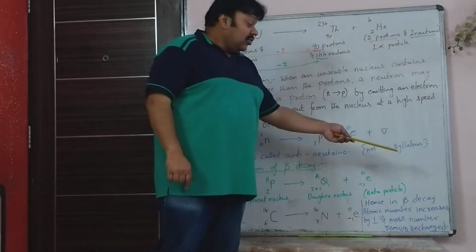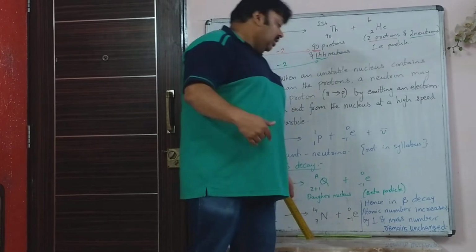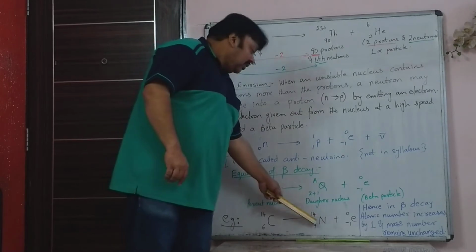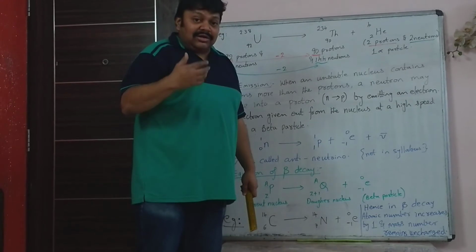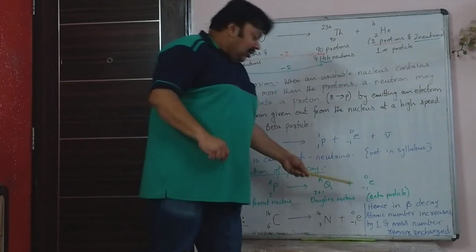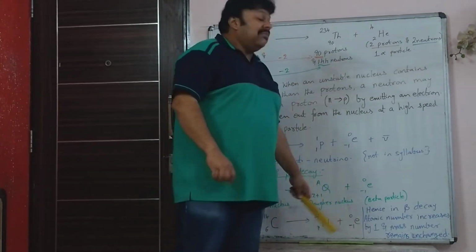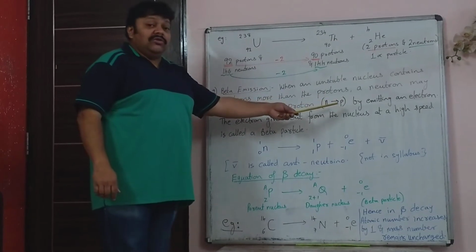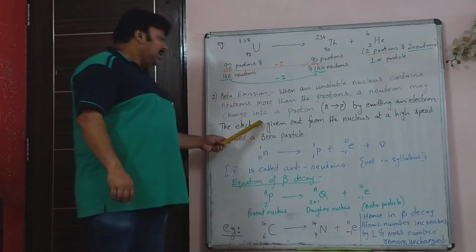So the net conclusion of beta decay is that atomic number increases by 1 and mass number remains unchanged. If a radioactive nucleus emits a beta particle, atomic number increases by 1 because the number of protons has increased by 1, and mass number remains unchanged. So basically it is a neutron changing to a proton by emitting an electron. So this is all about beta emission.